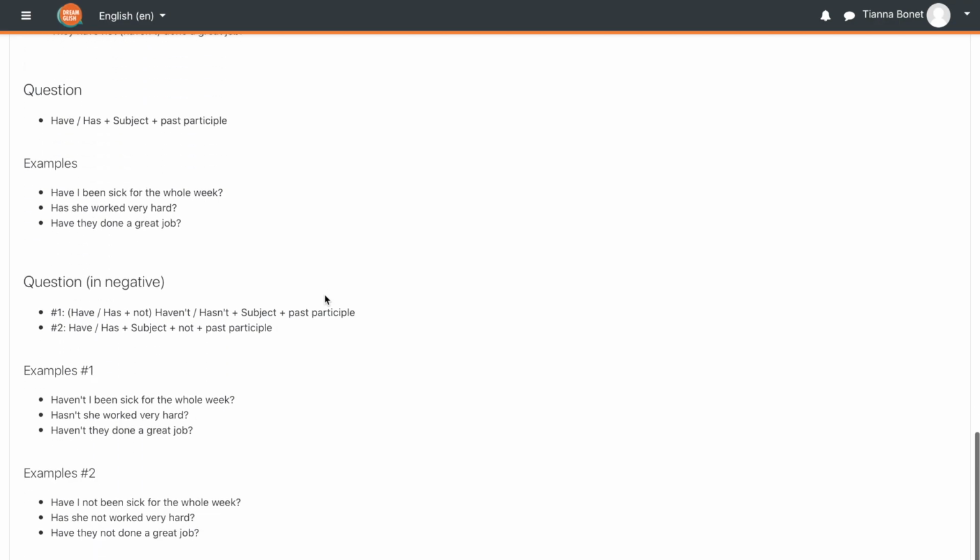Now, questions in the negative. For the first examples, we're going to look at questions that have have or has plus not, plus subject, then comes the past participle. And in the second examples, we're going to look at have or has plus subject, then comes not, then the past participle. So the only time that not comes before the subject is if there's an abbreviation.